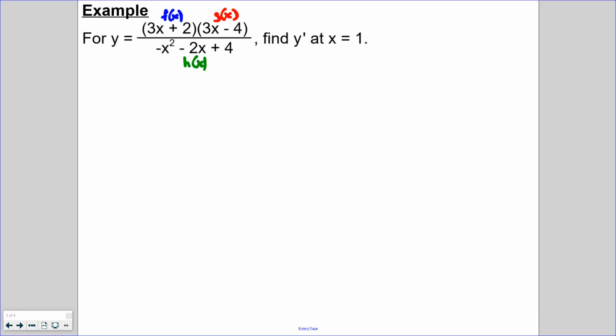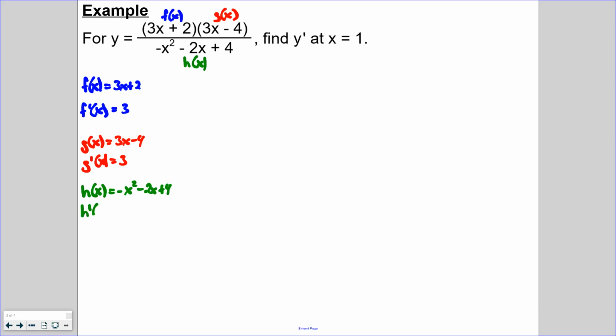So, we know we have f of x, and that's going to equal 3x plus 2. We can find the derivative, which will just be 3. Moving on to g of x, we have g of x, which is equal to 3x minus 4. And then the derivative of g of x will just be 3. And then finally we have h of x, which is negative x squared minus 2x plus 4. And the derivative of that is going to be negative 2x minus 2.